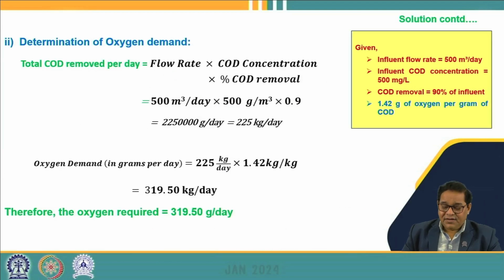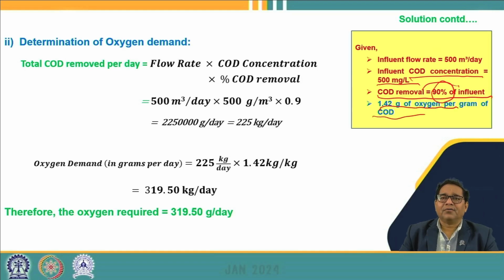And then let's see how much oxygen will be required for the aerobic oxidation of the organic matter present in the wastewater. The organic matter is here represented in the form of COD, and that is given as 500 milligram per liter. This is the influent COD concentration, but the COD that is removed is around 90%. Theoretically we know how much oxygen is required per gram of COD removed.